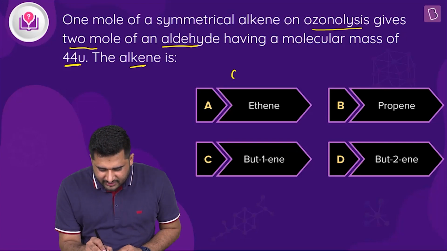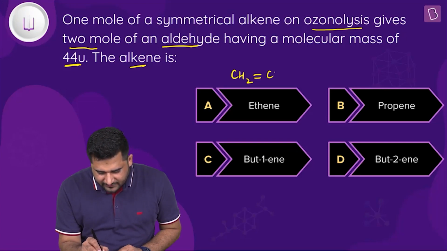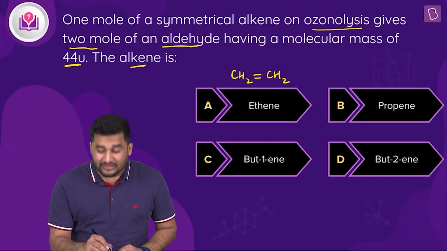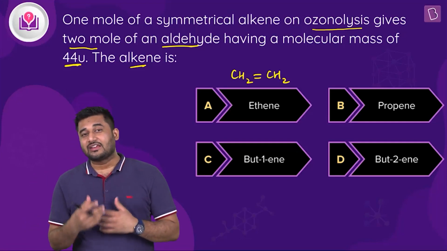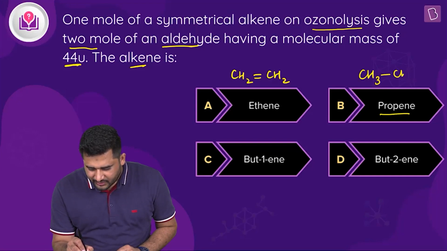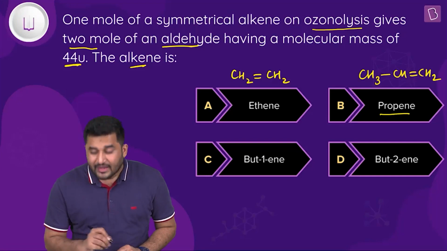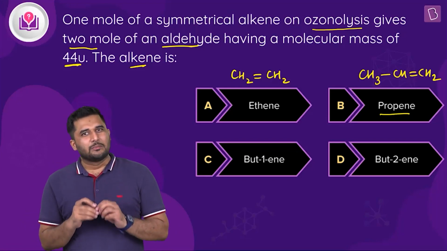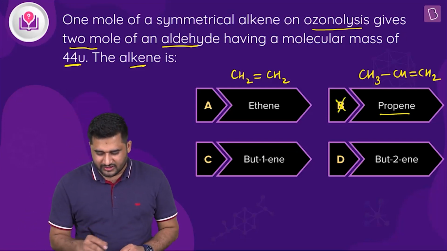So in option A we have ethene. So you can see ethene is definitely symmetrical. So this can be the option, or you can say this can be the right answer. Now moving to option B, which is propene. So you can see propene is like this, CH double bond CH2. Clearly you can see that this is not symmetrical, so obviously option B cannot be the answer.